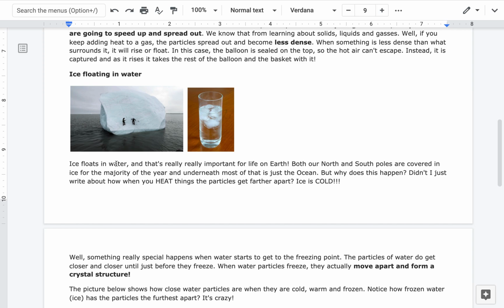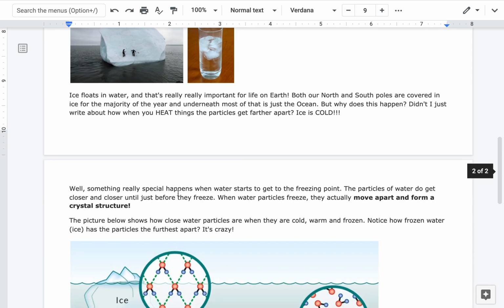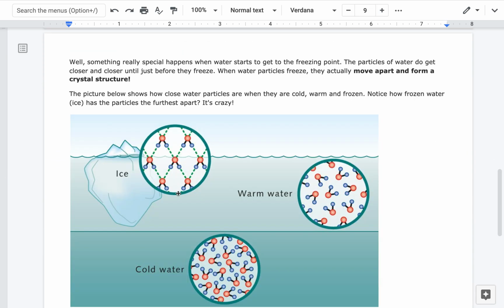You also know that, when it gets cold during the winter and the lakes freeze, the ice is on top, so the fish and everything underneath the ice can stay alive until the spring. But anyway, why does this happen? Didn't I just write about how when you heat things, the particles get further apart? Ice is cold. Well, something really special happens when water starts to get to the freezing point.